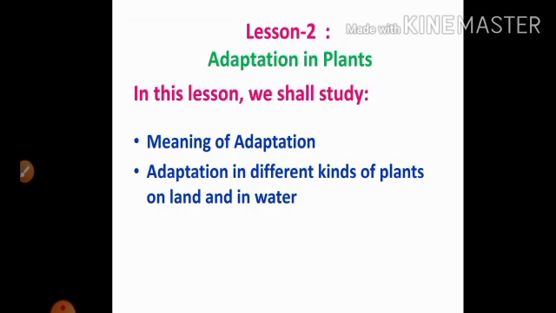Where do you live? You will say, ma'am, I live in my home, or you will say, I live in a colony. So, the place where you live, where you have grown, where your home is and your family is, that is called your habitat. In the same way for plants and animals.